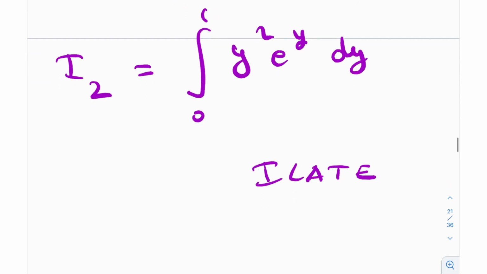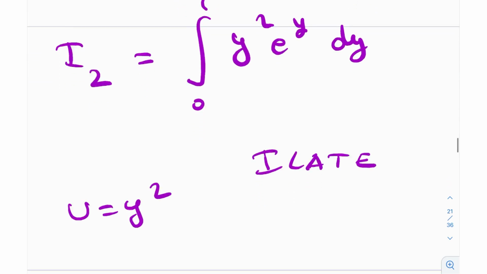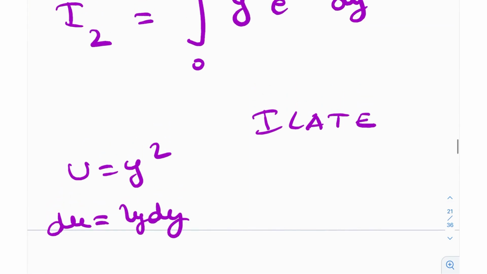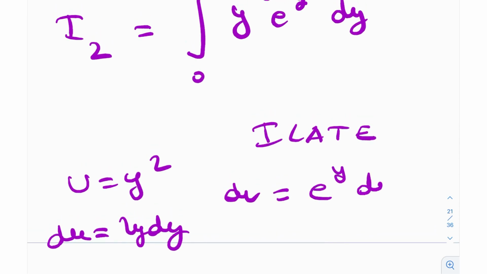Algebraic? Yes. So u becomes y squared. What is du? 2y dy. What is dv? Anything and everything that's left, e raised to power y dy. What is v? Integral e raised to power y.